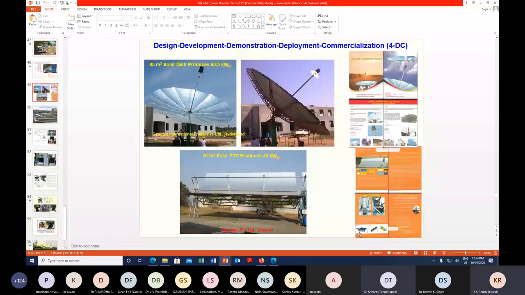The dish you can see here. If you compare these two, one is a dish, the other one is a parabolic trough. Here, this entire aperture, whatever solar radiation falls on it, will be reflected to the receiver here, isn't it?